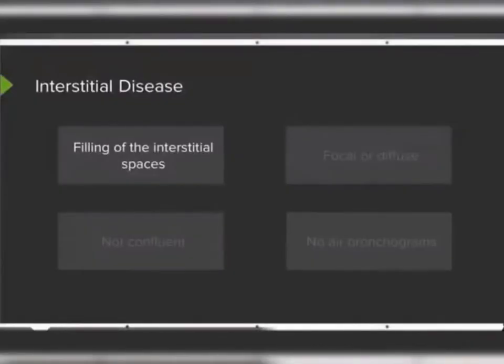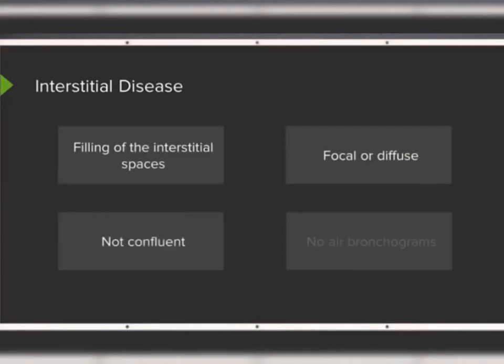So now let's discuss interstitial disease. Interstitial disease is filling of the interstitial spaces, which is different than consolidation, which is filling of the alveolar spaces. Interstitial disease can be either focal or diffuse. It's not confluent, so you don't see patches of consolidation. You see specific linear areas within the lungs which don't coalesce. And you won't see air bronchograms in interstitial disease.